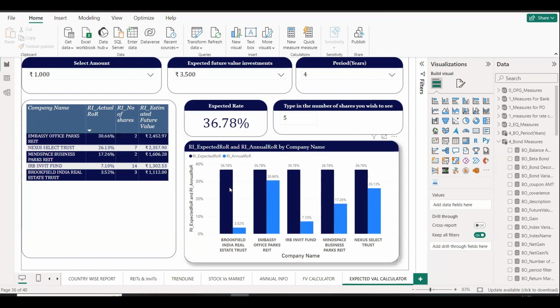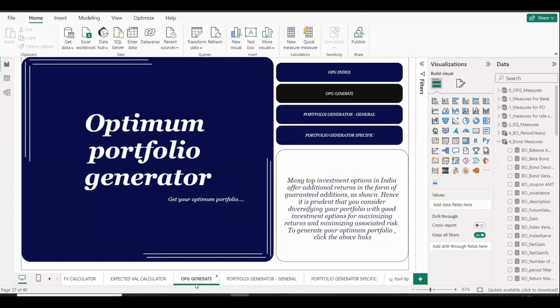And here you can see the expected ROR versus annual ROR comparison with each stock. So that's it about rates and index. And finally, yes, this is what our whole project was about. This is what we have been waiting for, the optimum portfolio generator page.